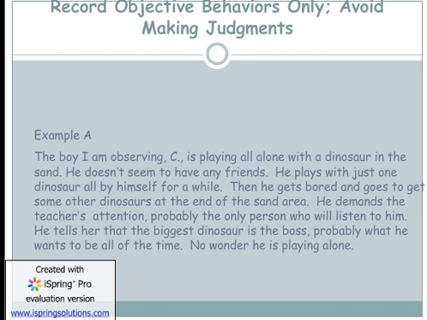He demands the teacher's attention, probably the only person who will listen to him. He tells her that the biggest dinosaur is the boss, probably what he wants to be all the time. No wonder he is playing alone." In this observation, the observer brought in some of their own prejudgments and ideas about the child's social behavior, and in doing so, that really shaped the way that they recorded that observation. It includes those judgmental descriptions, and this observer really missed some of the things that were going on there.